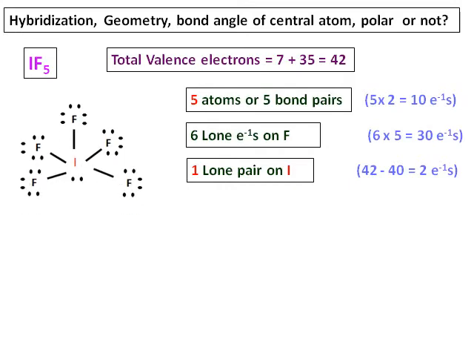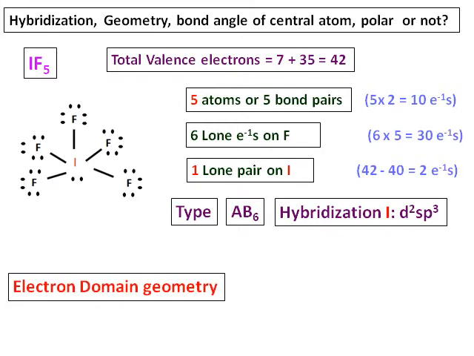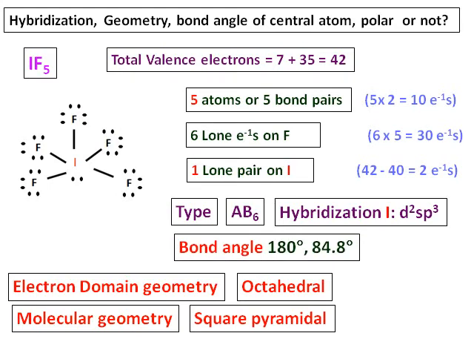So it has 5 bonds and 1 lone pair. Hence the type of the molecule will be AB6, and then 5 fluorine and 1 lone pair, and hybridization will be d2sp3. Now the electron domain geometry will be octahedral, AB6, therefore it's octahedral. Molecular geometry, an octahedral with 1 lone pair will be square pyramidal, and the bond angle will be 180 and a little less than 90, that's why 84.8. The molecule, due to the presence of 1 lone pair, will be polar.